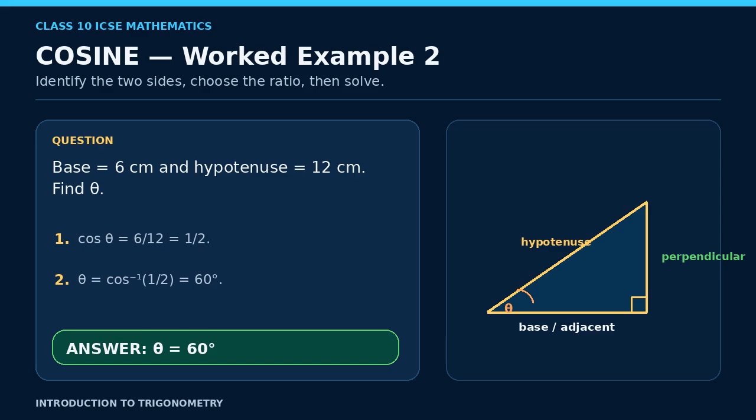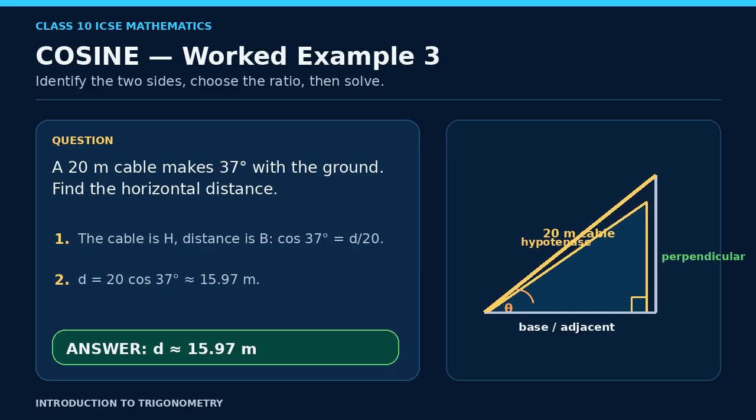Example 3. A 20-meter support cable makes an angle of 37 degrees with the ground. Find the horizontal distance from the foot of the support to the anchor point, correct to 2 decimal places. The cable is the hypotenuse. The horizontal distance is adjacent to the angle. Therefore, use cosine. Cosine 37 degrees equals distance divided by 20.